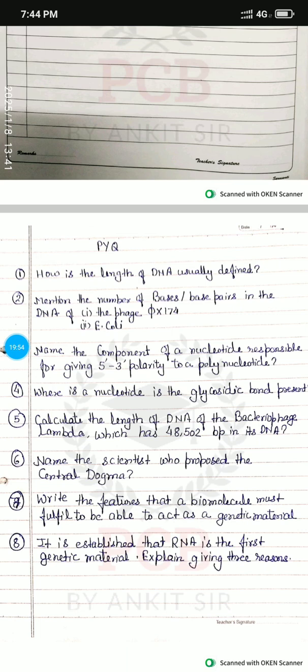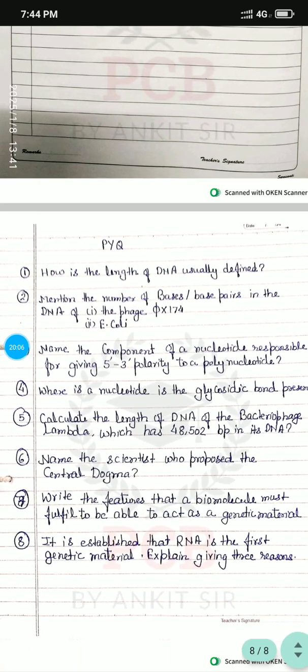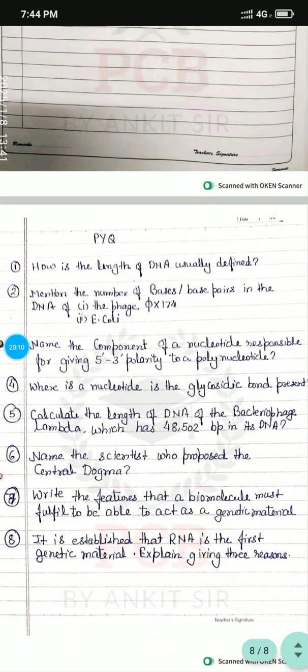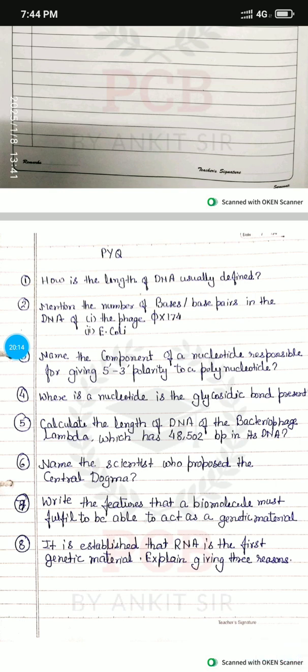mention the number of bases or base pairs in DNA in the bacteriophage phi X 174 and in E. coli. Name the component of a nucleotide responsible for giving 5 to 3 polarity to a polynucleotide. Now, where is the glycosidic bond present in a nucleotide? Calculate the length of the DNA of the bacteriophage lambda, which has 48,502 base pairs in its DNA.